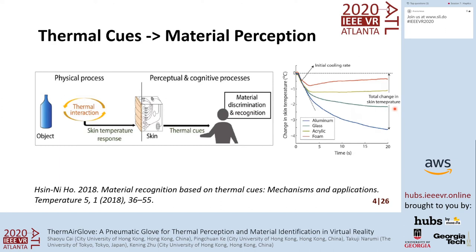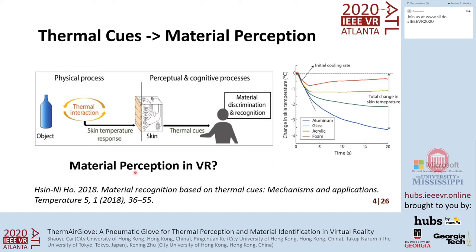For different materials with significantly different thermal properties, such as foam, glass, and aluminum, the total change in skin temperature is different. It has been proved with real physical objects, but it is challenging to perceive virtual object materials in VR.